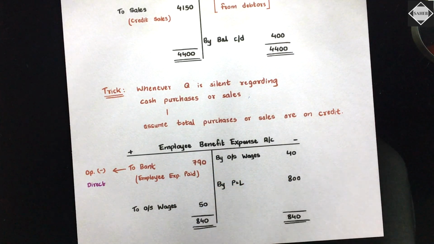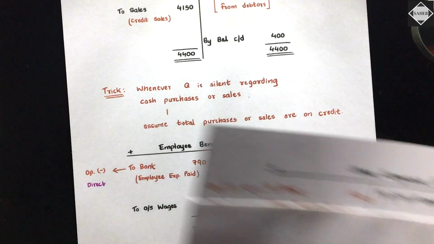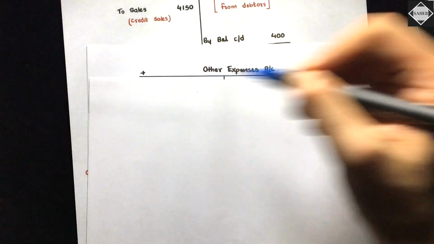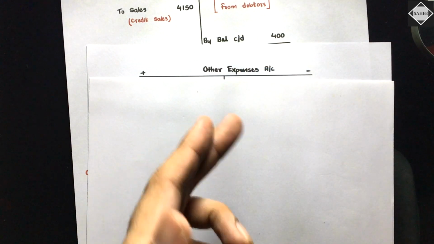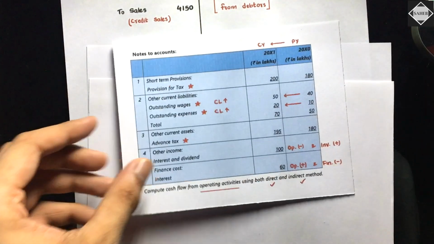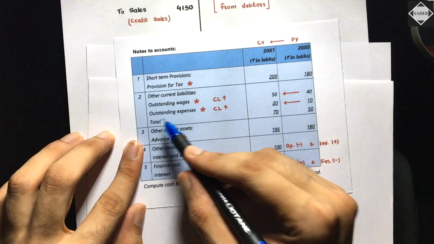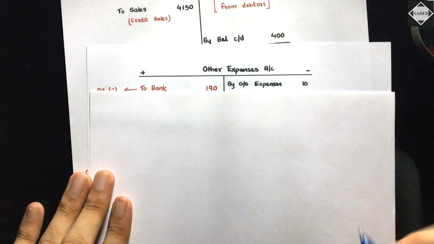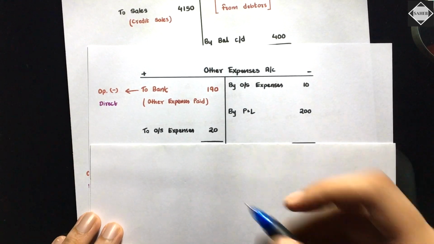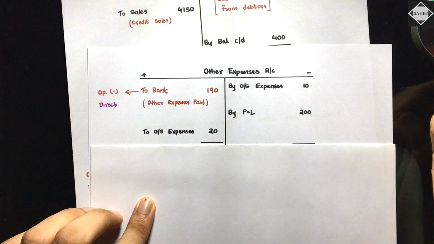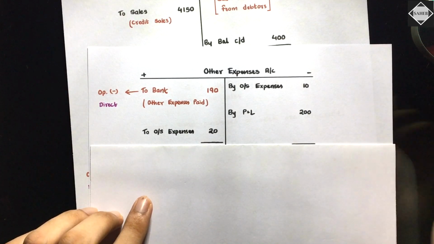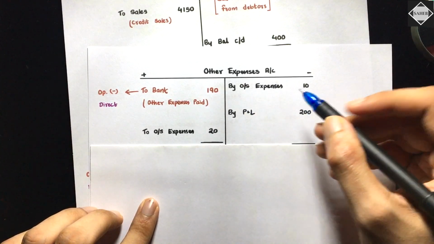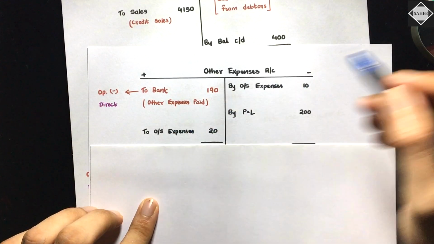Okay, so let me just show you. Other expense account, the same logic. Other expense is also a debit balance account. It's an expense account, plus minus. But understand what is related to that. There is a liability account, current liability account, outstanding expenses, opening balance 10, closing balance 20. So see, by outstanding expenses 10 and then to outstanding expenses 20. Is it clear? This is what you have to do. Always remember, whenever they give you like this and there is a credit balance account, then this is how you have to take it. Credit opening balance and debit closing balance.